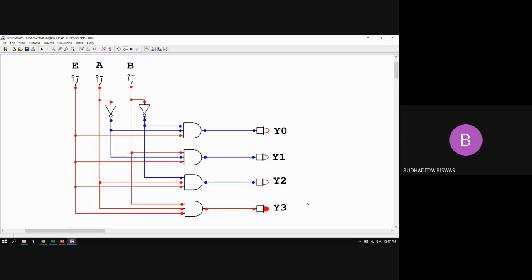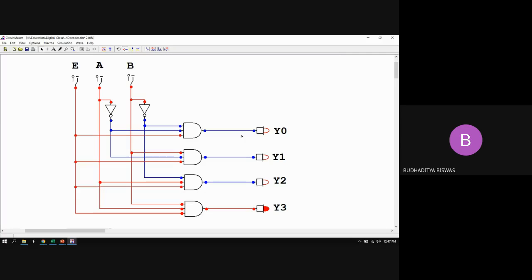So the property of the decoder is that at a particular time, for one particular input combination, only one output should be high. Remember this term very carefully. Only one output should be high for a particular combination. If both outputs are high simultaneously, then you have made some error in your circuit. So this is the property of the decoder: for particular input combinations, only one output should be high at a time, not both simultaneously.